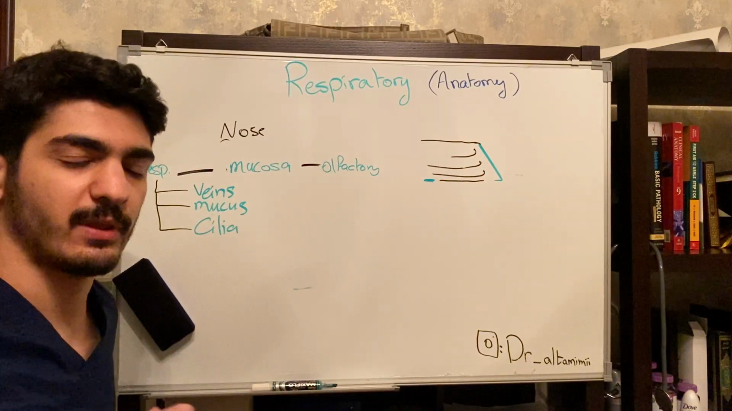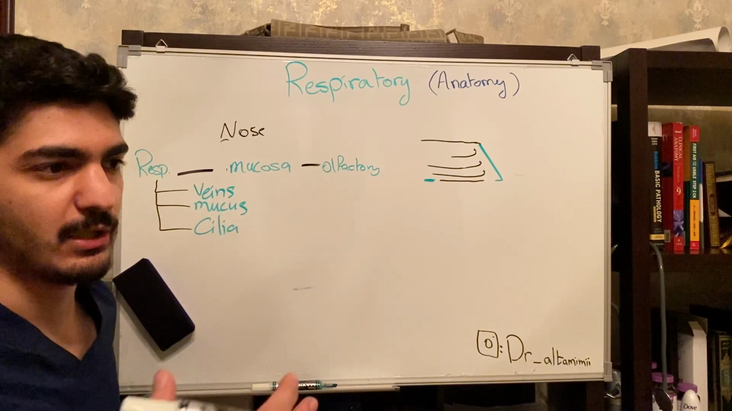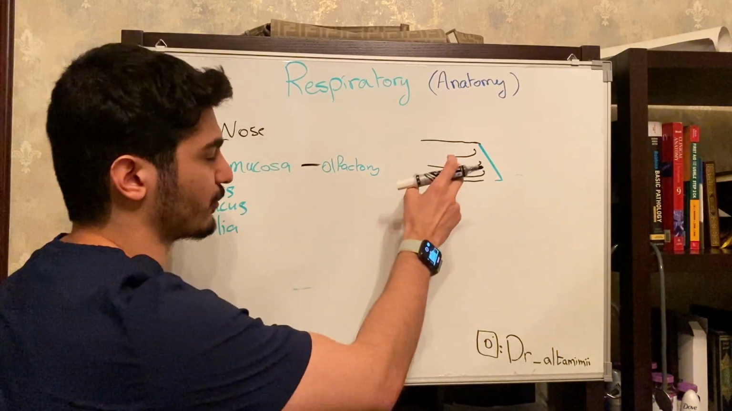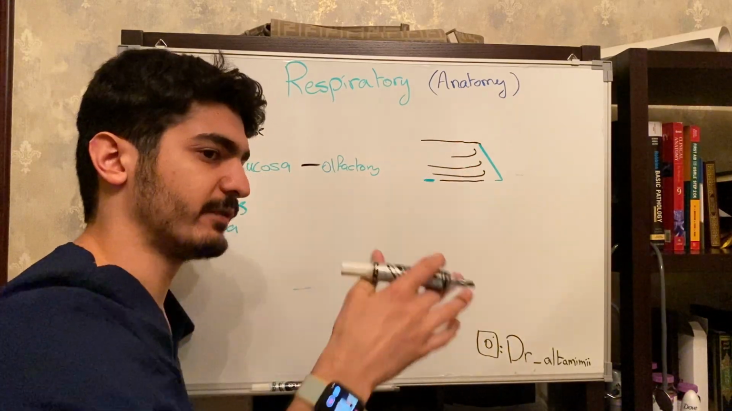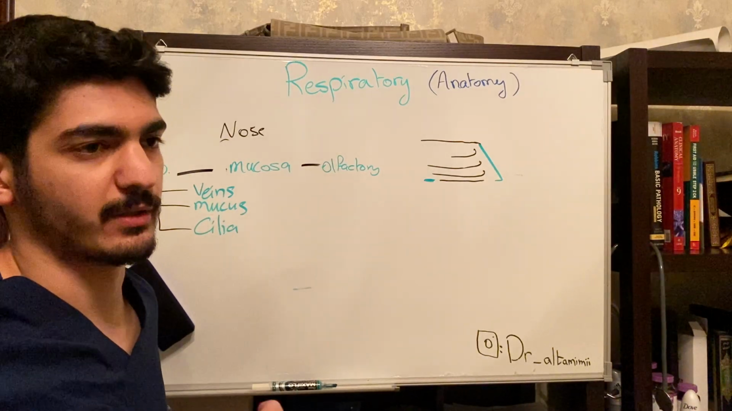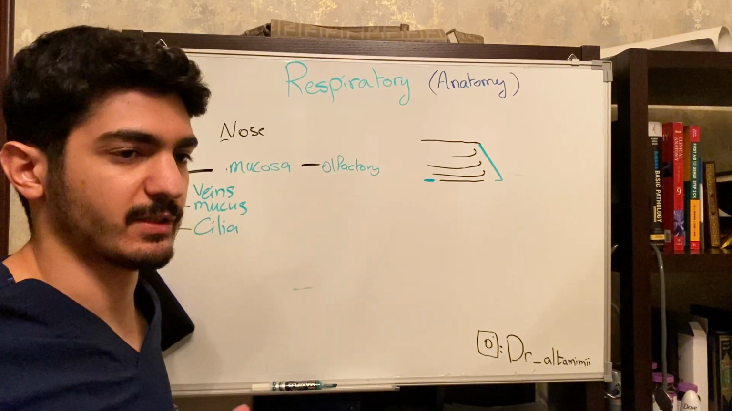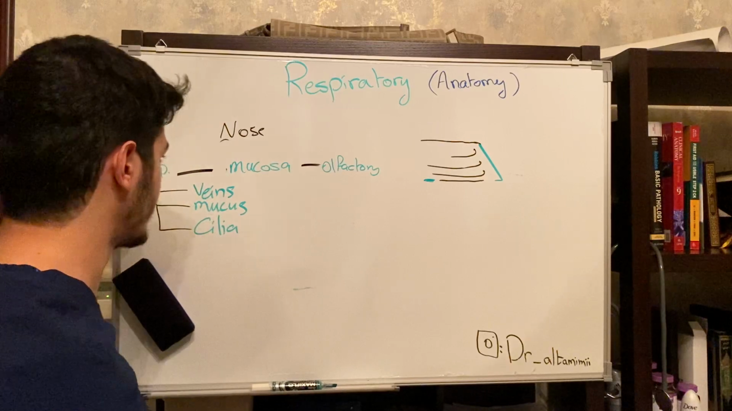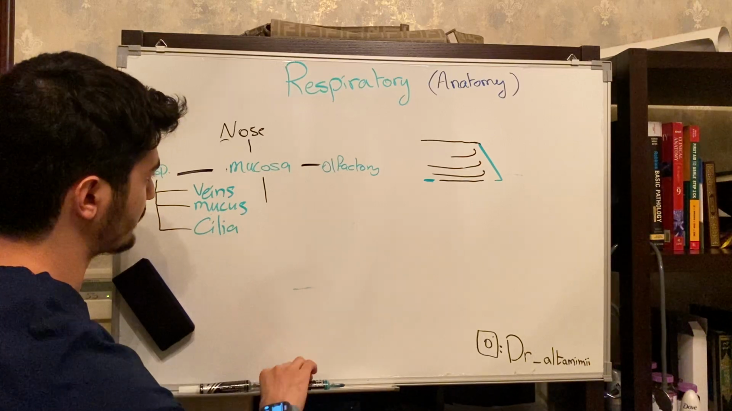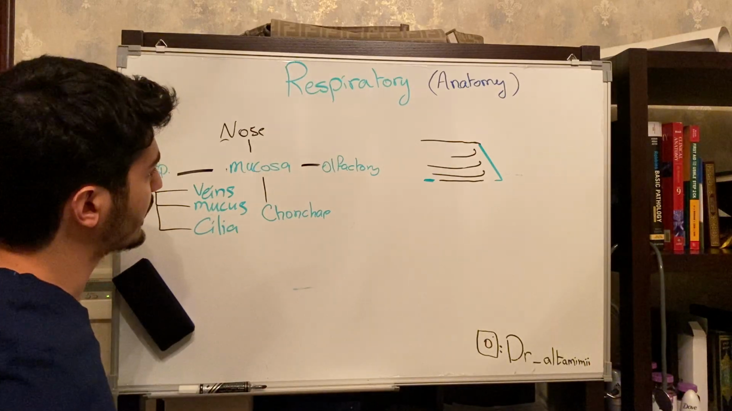Those elevations will help the air that is coming inside to be turbulent, not very smooth. It will help the particles to be in touch with the mucosa. But you have to remember that the concha are three elevations in the lateral wall of the nasal cavity, which will make air that is coming inside turbulent, which will help in making sure that the air is in touch with the nasal mucosa. So for the nasal mucosa, we will write here concha.